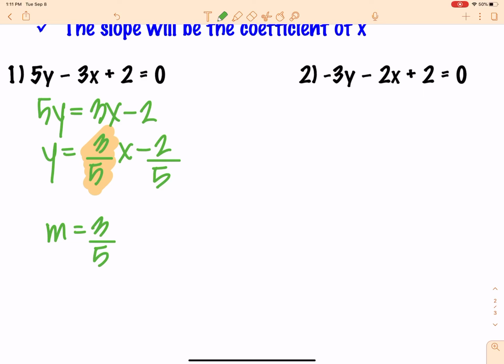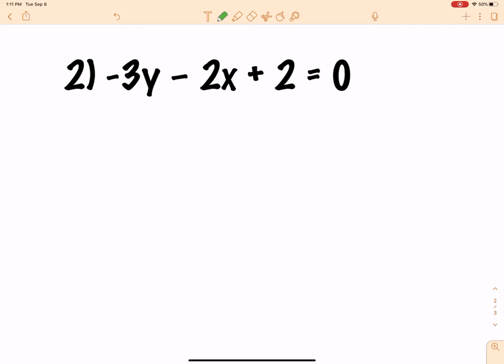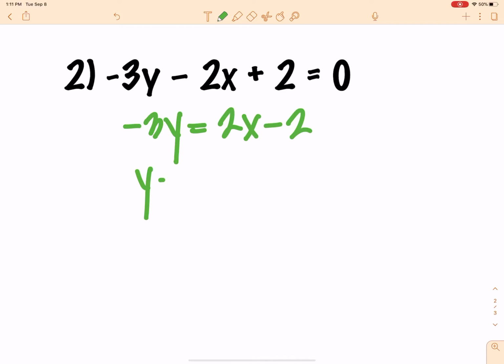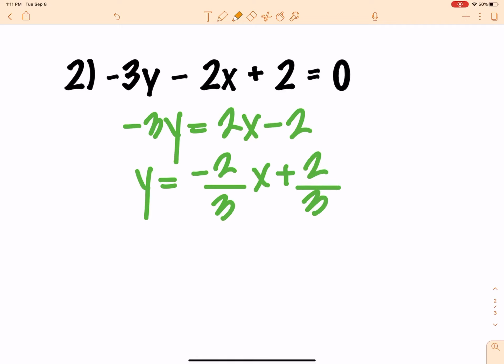Number 2, same idea. So we're going to bring over everything besides the y. Divide everything by -3, so make sure you're careful with your signs. And then if we're talking about slope, your slope is the number in front of the x, so -2/3. Okay, so try number 3 all by yourself.